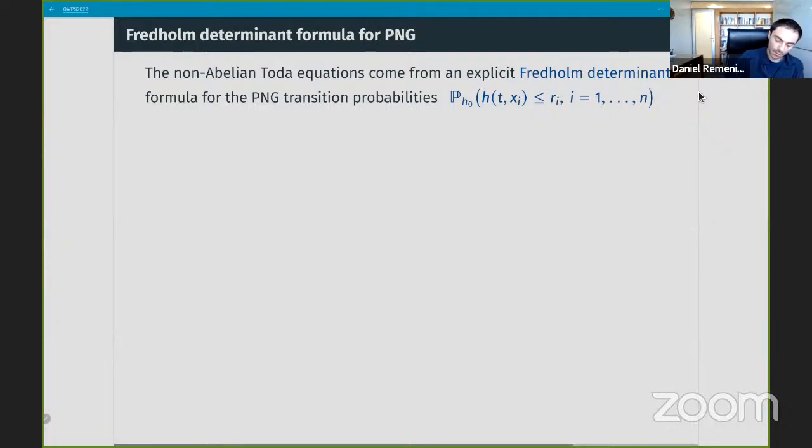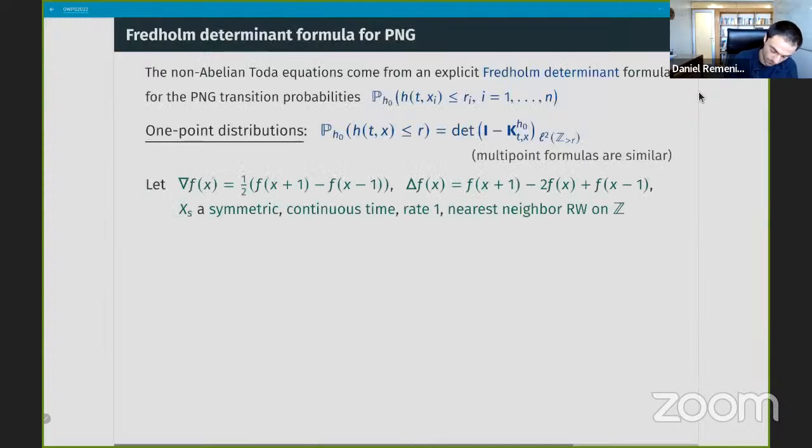So these equations come from these explicit Fredholm determinant formulas for this quantity here, these transition probabilities, or these multi-point distributions of the PNG height function, okay? I am going to only talk about one-point distributions, simply because it makes my life easier, not because any of what I'm going to say is really much harder with multi-point distributions. Everything is very similar, a little bit more complicated, but I'm going to stick to one-point distributions.